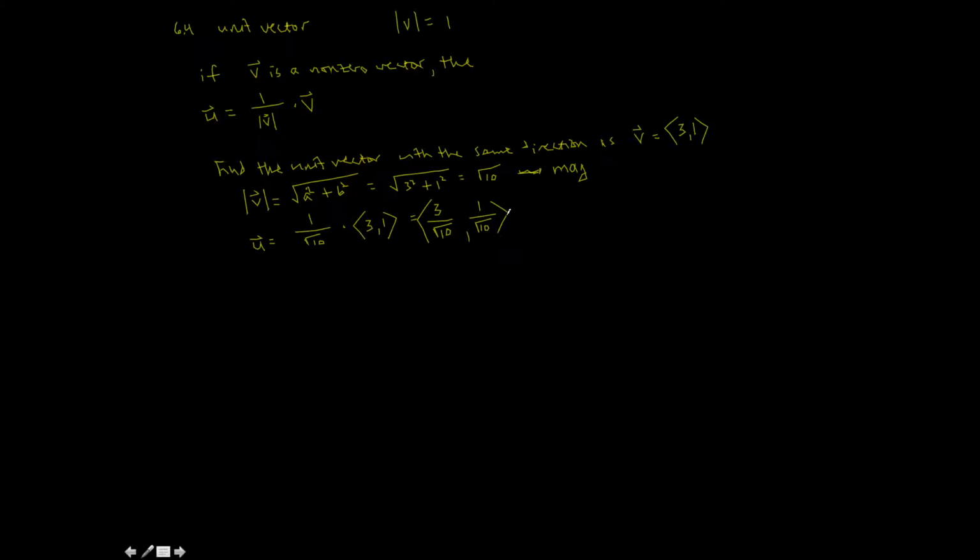Now, if you want to check that, take 3 over the square root of 10 and 1 over the square root of 10, put it in our magnitude formula, and every unit vector should have a magnitude of 1. So plug it in, and you'll come out with a magnitude of 1. If you don't, then you know you've done something incorrectly. So there's always a way for you to check your work with that. Alright, so the unit vector u would be in the same direction as vector v.